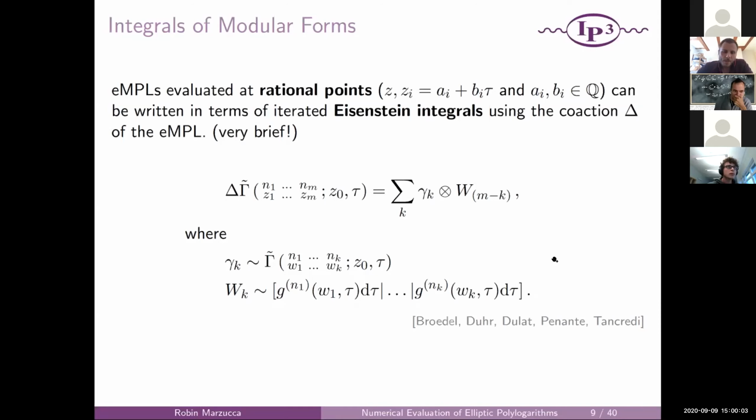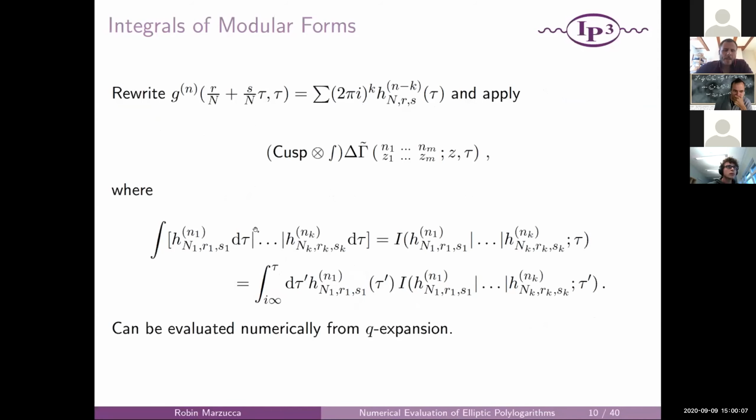Right, so if we want to rewrite this in terms of iterated Eisenstein integrals, we'll notice that, and this is where the rational points come in, these Kronecker-Eisenstein coefficients can be written in terms of these functions h, which are the Eisenstein series. And these are modular forms, okay?